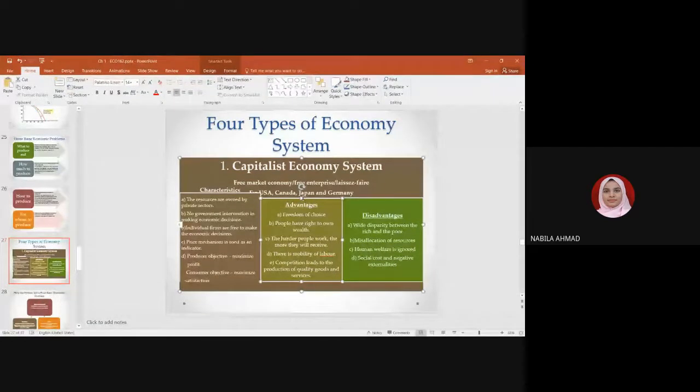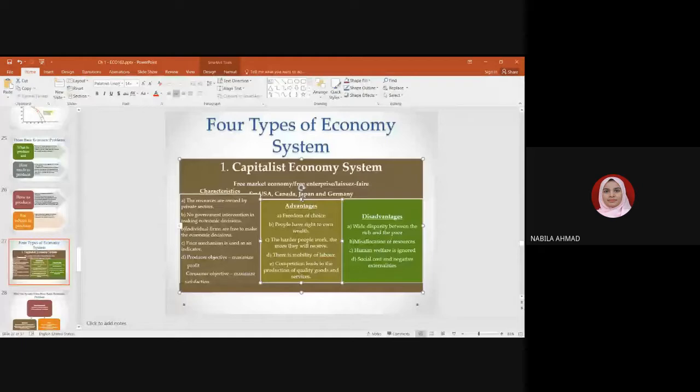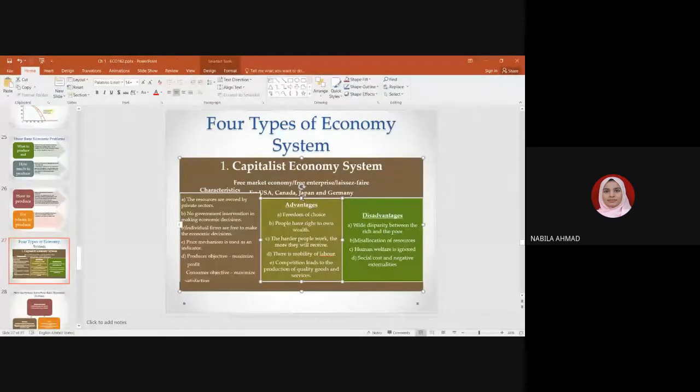Disebabkan negara itu adalah private sector yang handle. Jadi kalau private sector ni dia punya objektif adalah to making profit. Jadinya to make profit tu maknanya di sini dia akan cuba untuk produce macam-macam jenis barang to attract people's attention untuk beli. Okay? And then people have right to own wealth.